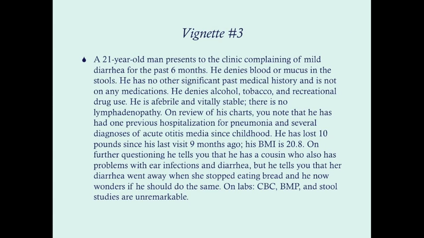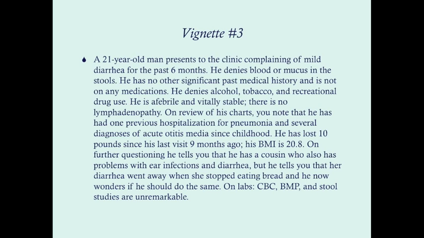All right, Vignette 3. We have a 21-year-old man presenting to the clinic complaining of mild diarrhea for the past 6 months. He denies blood or mucus in the stools. He has no other significant past medical history and is not on any medications. He denies alcohol, tobacco, and recreational drug use. He's afebrile and vitally stable.